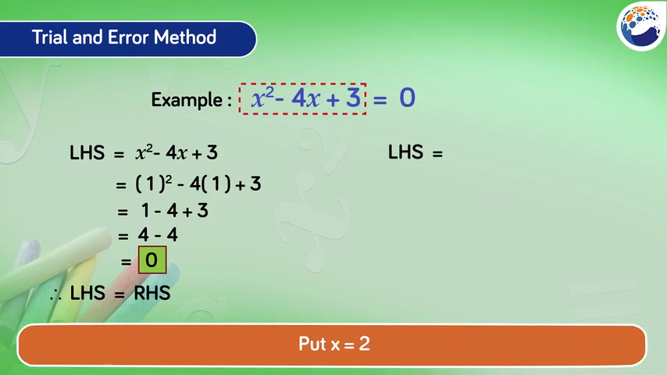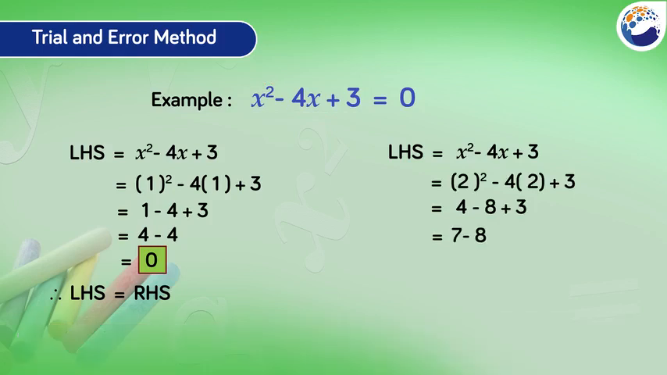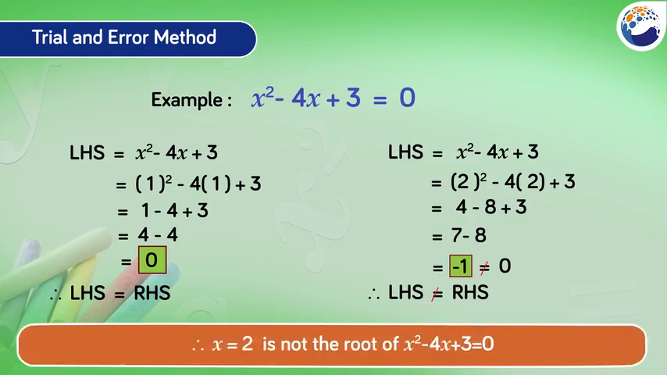We say x is equal to 1 is the root of x square minus 4x plus 3 is equal to 0. Now let us put x is equal to 2 in LHS. Therefore, 2 square minus 4 into 2 plus 3 is equal to 4 minus 8 plus 3, which is equal to 7 minus 8 is equal to minus 1. We get minus 1, which is not equal to 0. Therefore, LHS is not equal to RHS. Therefore, x is equal to 2 is not the root of this given quadratic equation. We call it as trial and error method.